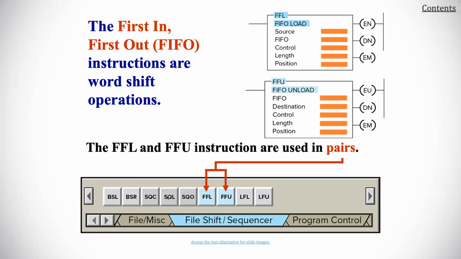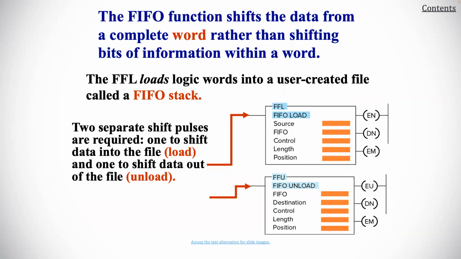And so you can have the FFL and FFU instructions used in pairs. So we'll think about that. The FIFO function shifts the data from a complete word rather than shifting bits of information within a word. The FFL loads logic words into a user-created file called a FIFO stack. Two separate shift pulses are required, one to shift data into the file, that is load, and one to shift data out of the file, unload. And so those are the things that we have, load FFL and unload FFU.